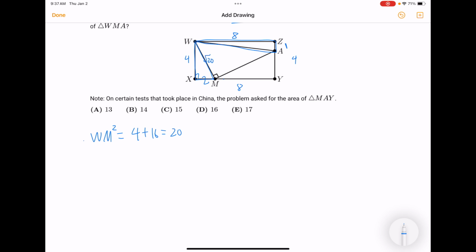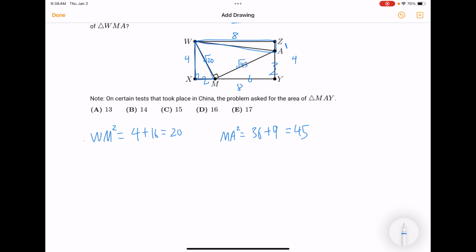And then same for triangle MAY. So MA squared would be 8 minus 2, which is 6. 6 squared is 36, plus 4 minus 1, which is 3. 3 squared is 9. Add this up to get 45. So MA is the square root of 45.